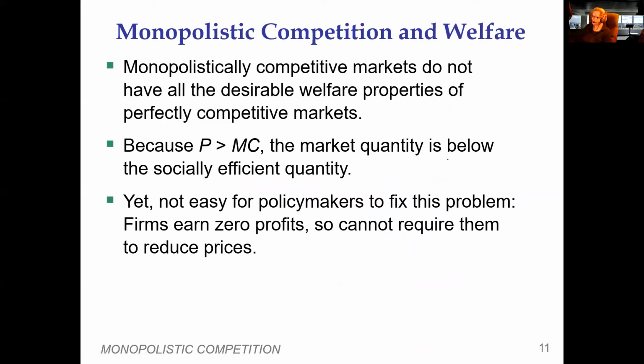I mean, the first one here says that these monopolistic competitive markets do not have all the desirable welfare properties. So we are not producing at quantity equilibrium. We are producing at the quantity that is most profitable.